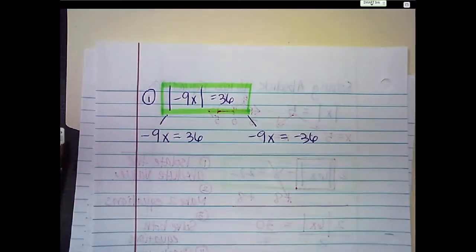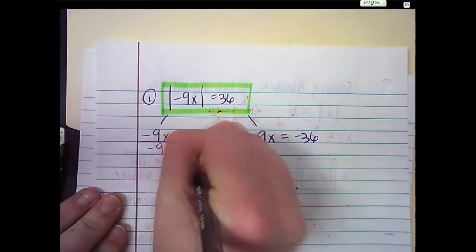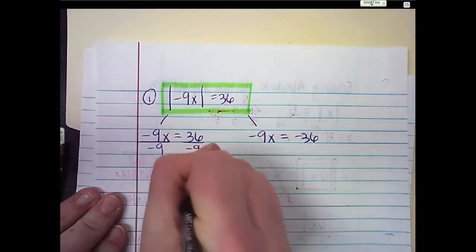How do I solve for x? Perfect. Divide by negative 9. X equals negative 4.